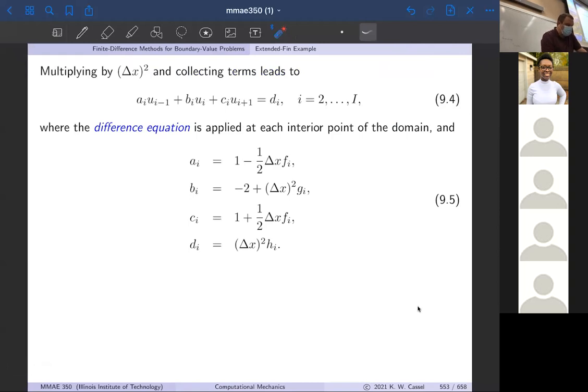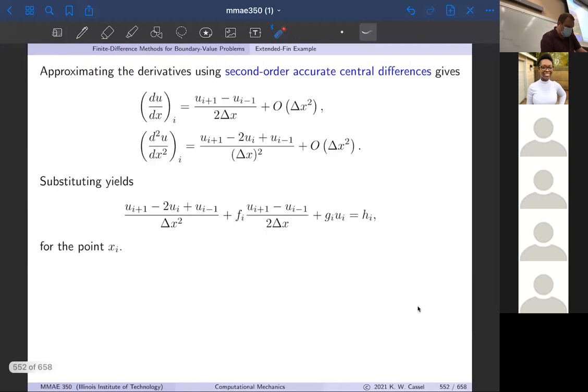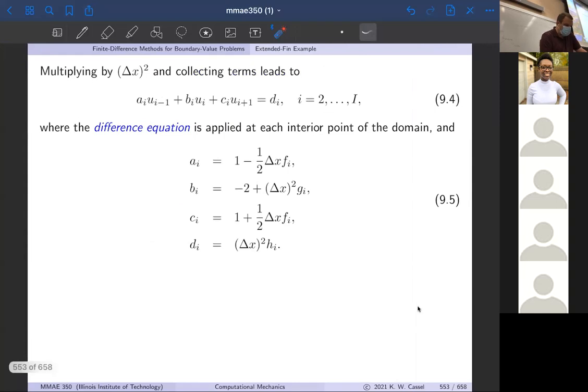I'm also going to multiply through by delta x squared. I'll talk about why that is in a second, but let's just walk through this. So the u_{i-1} terms. Well, here's a u_{i-1}. That's a 1 over delta x squared. Here's a u_{i-1}. That's a minus f over 2 delta x. And then, as I said, I multiplied through by delta x squared. So that gives me a coefficient a, which is 1 minus a half delta x f_i. So that's just all the stuff times u_{i-1}.